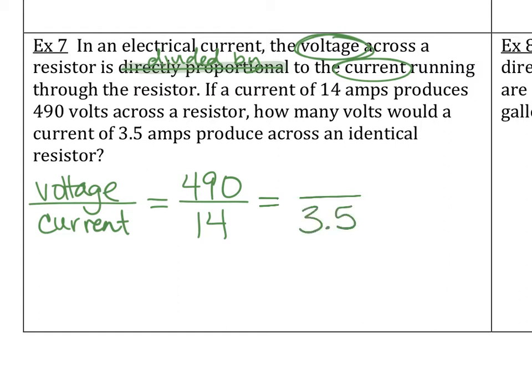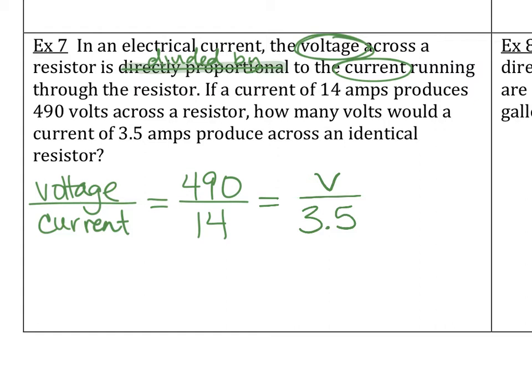3.5 goes on the bottom because that's where the current goes, and we don't know the voltage. Yes, we were using y's and x's before, but what letter could we use to stand for voltage? Let's use V for voltage. That way we know what we're talking about. You could totally use X or Y. It doesn't really matter, but V for voltage since that's what we're dealing with.